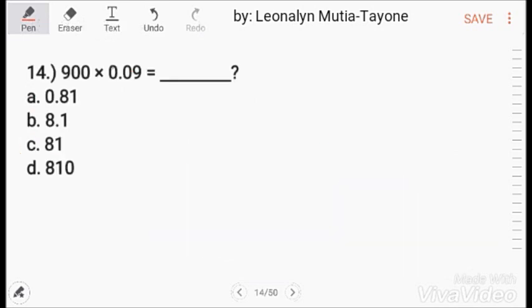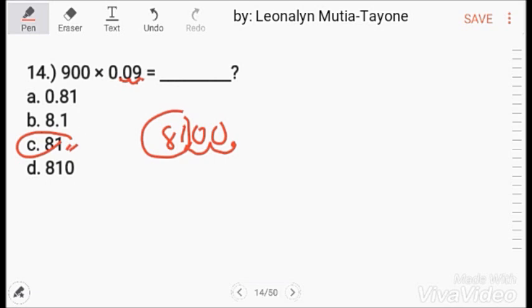Number 14, 900 times 0.09. Let's solve this in two ways. 900 times 9, that is 8100. Two decimal places, so the answer is 81. Letter C. Another way, i-move natin tong decimal dito to the right.